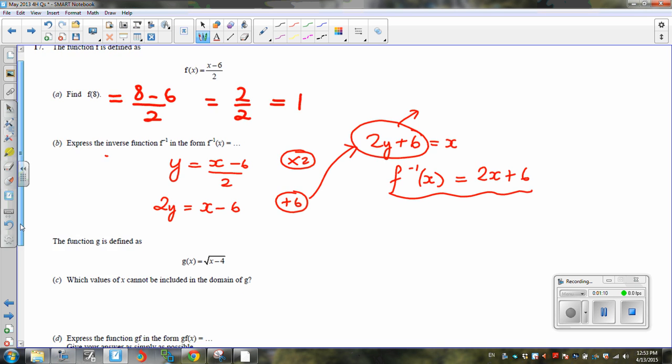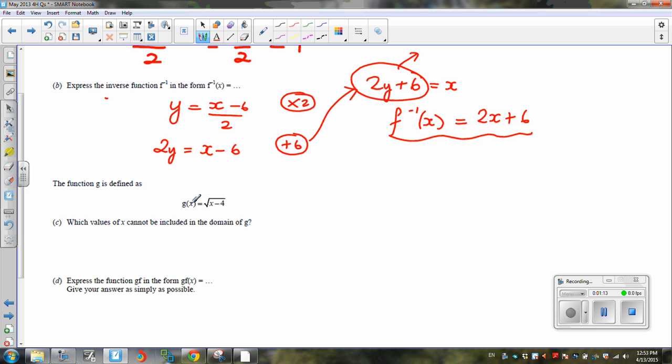Okay, we've got another function now, which says that g of x is the square root of x minus 4. Which values of x can't be included in the domain of g? Now, you have got to think what numbers cannot be put in instead of x. Well, essentially, we can't find the square root of any number which is less than 0. So the values of x which can't be included in the domain is anything which is going to give you x minus 4 less than 0.